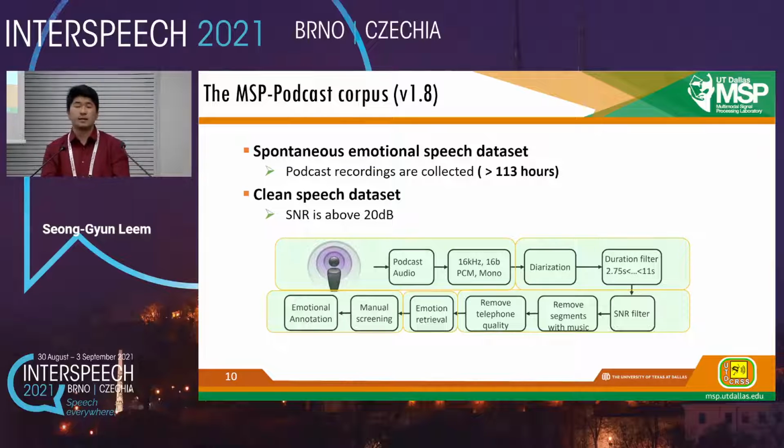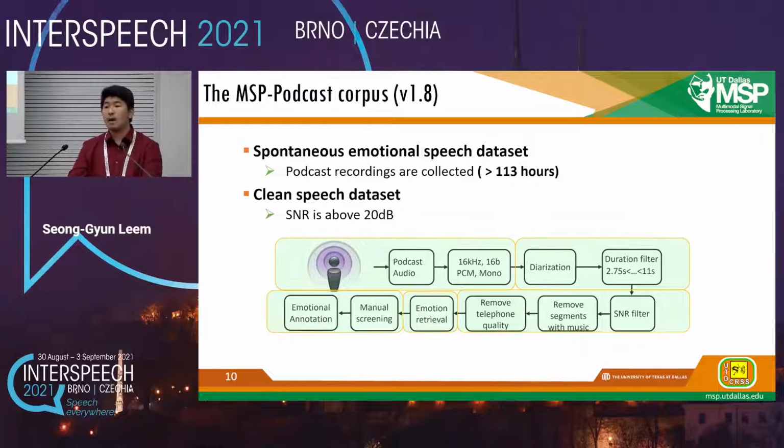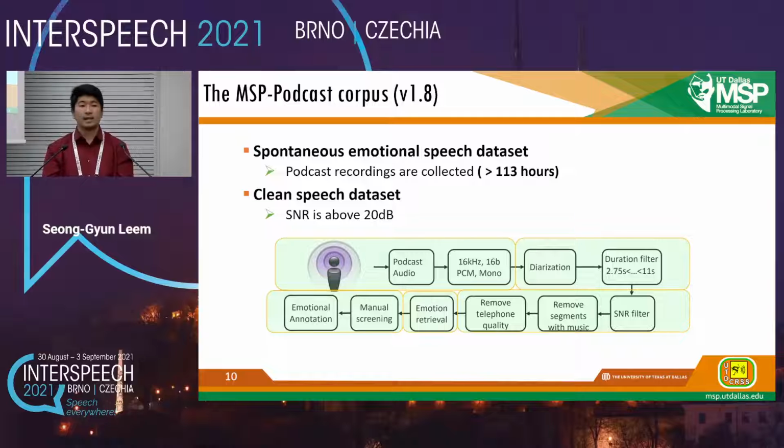So we tested this model with the clean and noisy speech corpus. For the clean speech corpus, we use MSP-Podcast corpus version 1.8. The MSP-Podcast corpus contains a large amount of spontaneous emotional speech, which is collected from various types of podcast recordings. In version 1.8, we have more than 113 hours of recording samples. In the pre-processing stage, we remove the segments when they have background music or overlapping speakers, and the samples are selected when their SNR is above 20 decibels, so we can use it as a clean speech dataset.